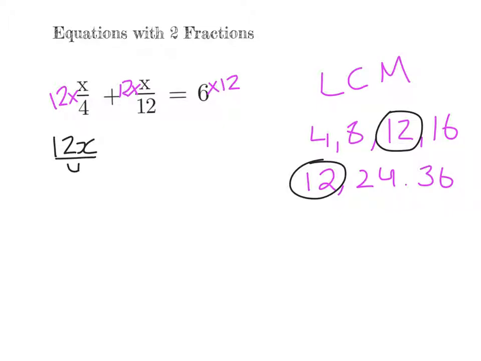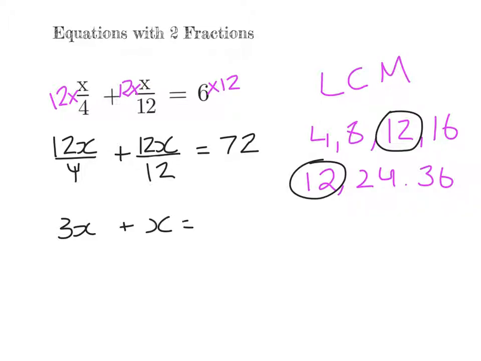12x on 4 plus 12x on x. Remembering that when you multiply by a whole number, it is written with the top number of a fraction. 6 times 12 is 72. So what's going to cancel out here is, oops, what have I written here? Got 12. Okay, so 12 divided by 4 is 3. So we're going to end up with 3x. 12 divided by 12 cancels out, so we have x, and that equals 72.